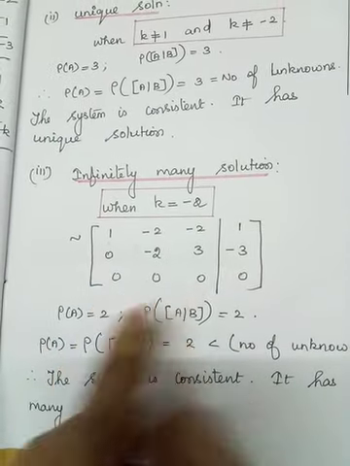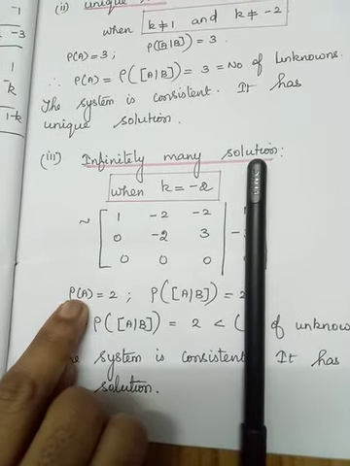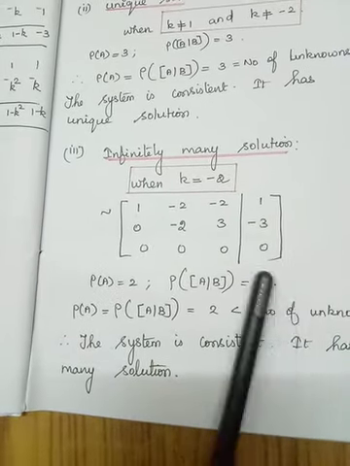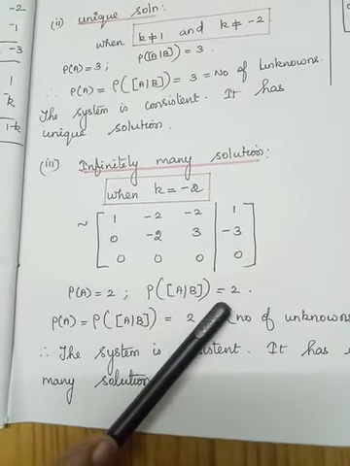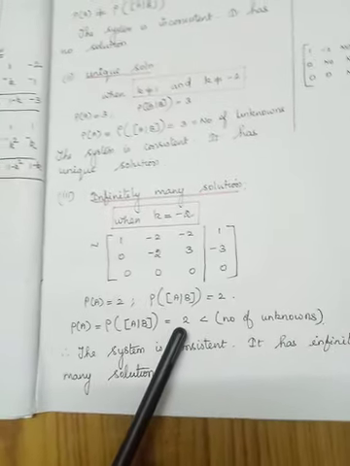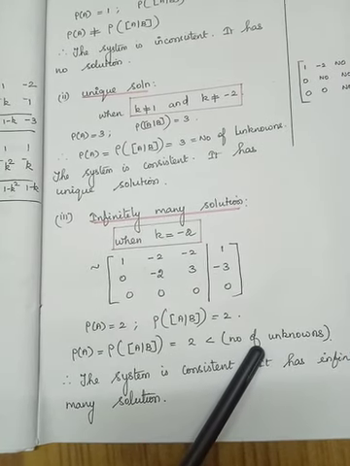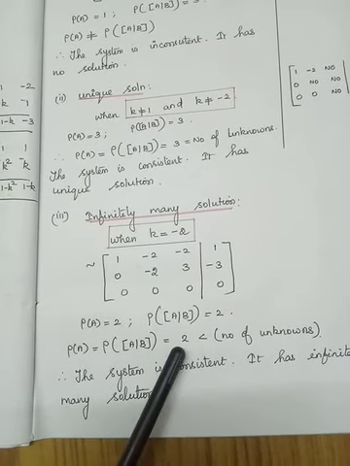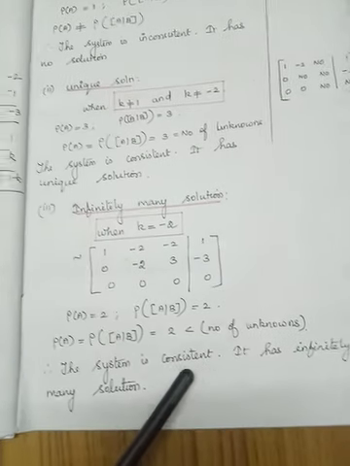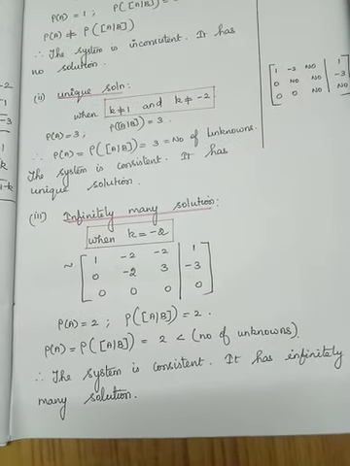If I consider by hiding the fourth column, you just find out rank of A. How many non-zero rows do you have? 2. On seeing the whole matrix, how many non-zero rows? It is 2. So rank of A is equal to rank of AB, which is equal to 2. It is less than the number of unknowns, because in this problem you have 3 unknowns, x, y, z. So it is less than the number of unknowns. If it is less, the system is consistent. It has infinitely many solutions. Thank you, students.